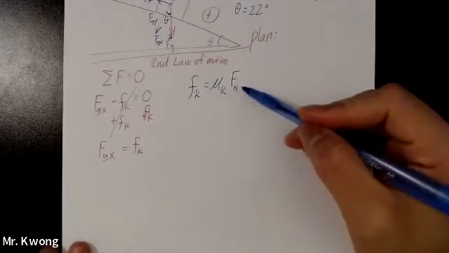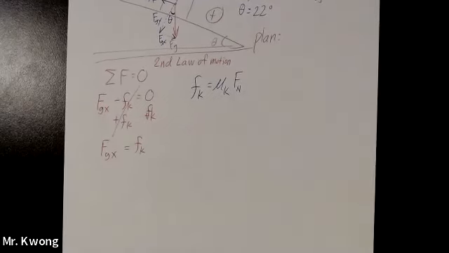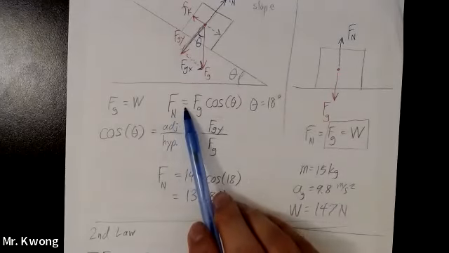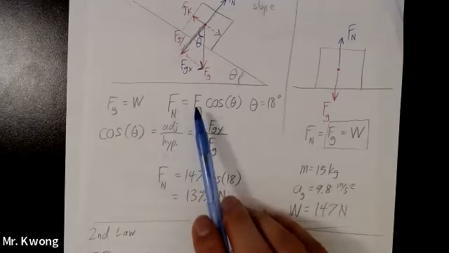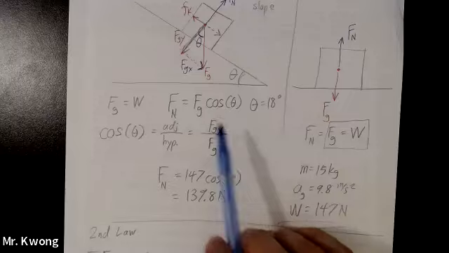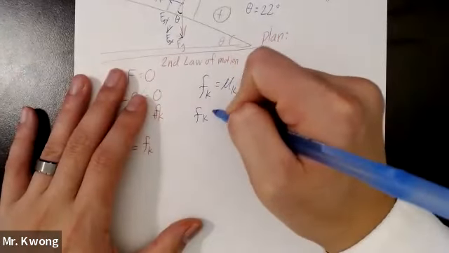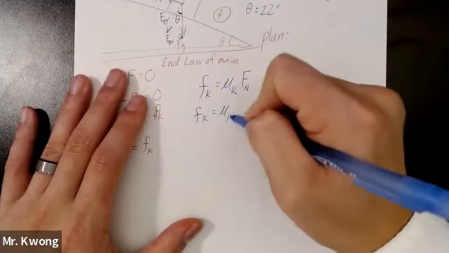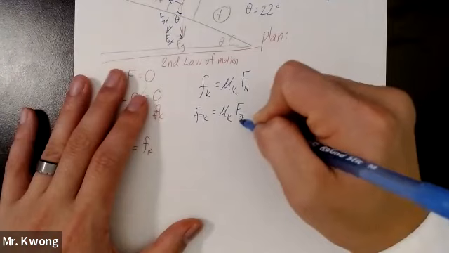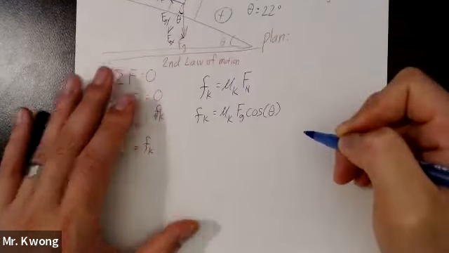And when we have this normal force, do folks remember what we said about its value? Remember, we said that the normal force is equal to the force of gravity times cosine of theta. That's right. So we could say that the friction force is the coefficient of kinetic friction multiplied by the force of gravity times cosine of theta.